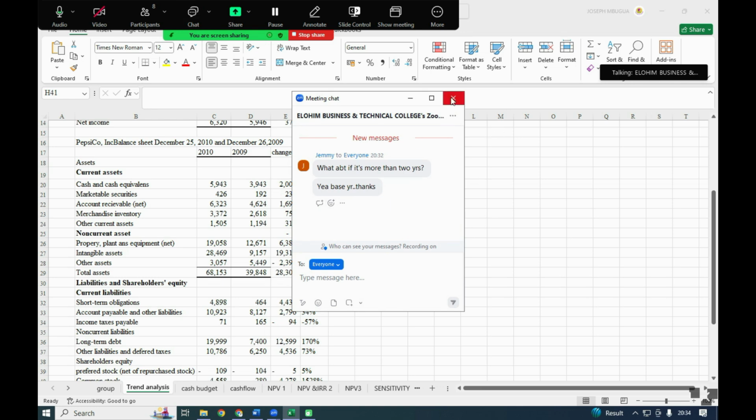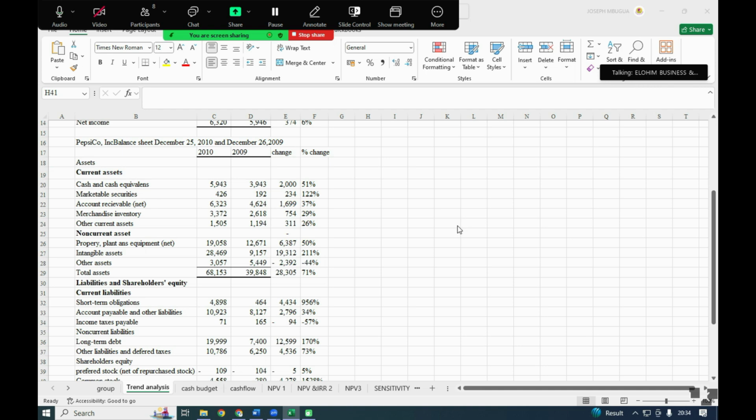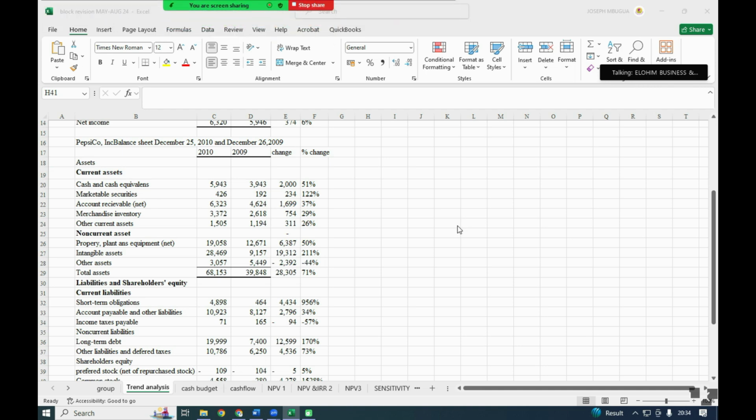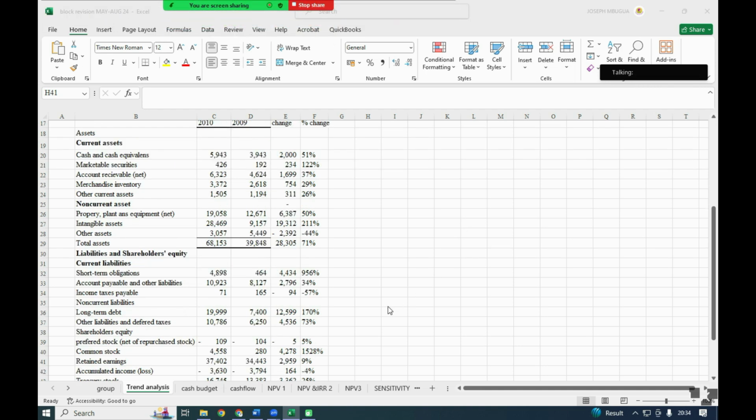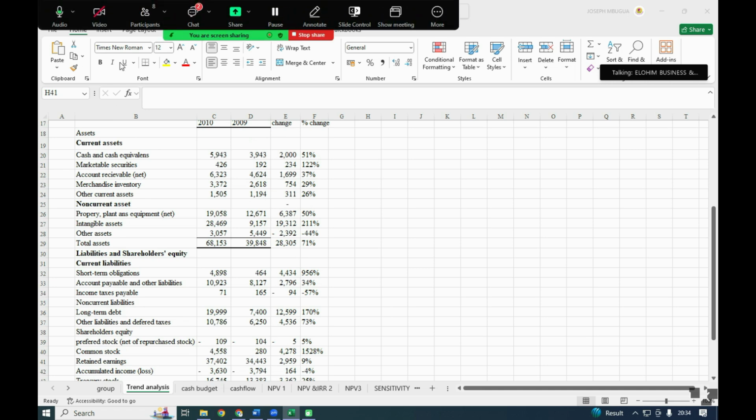So it depends on the setting of the question. The base year will remain the same. That one will not change. Whenever you're dealing with 2 years, the base year still will remain the same. So that's how the trend analysis works.